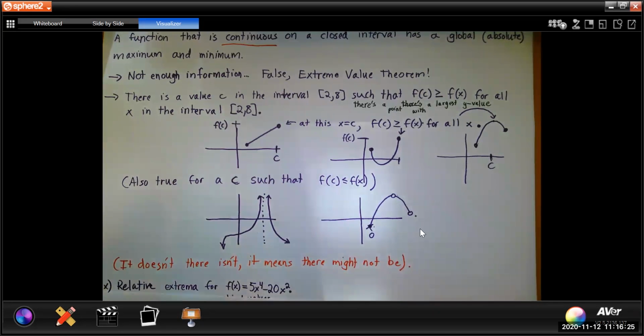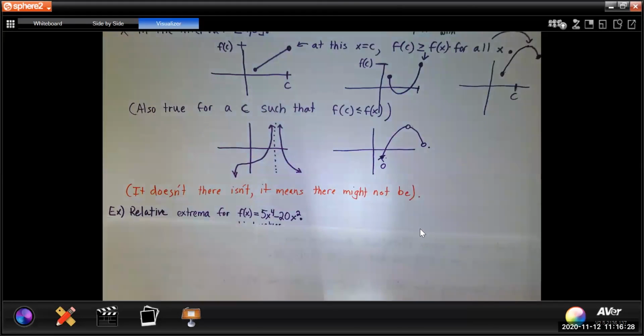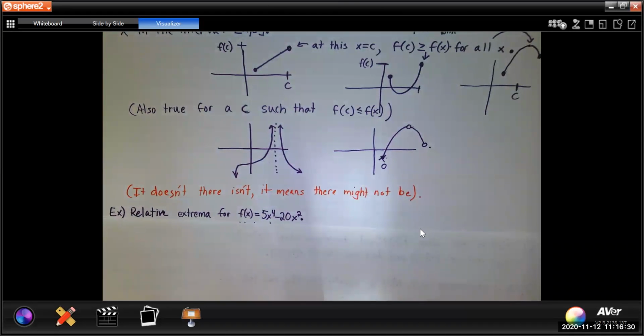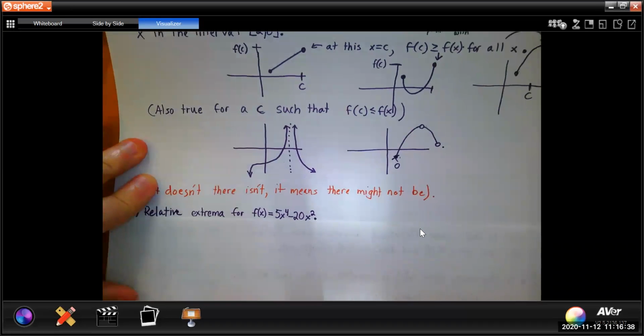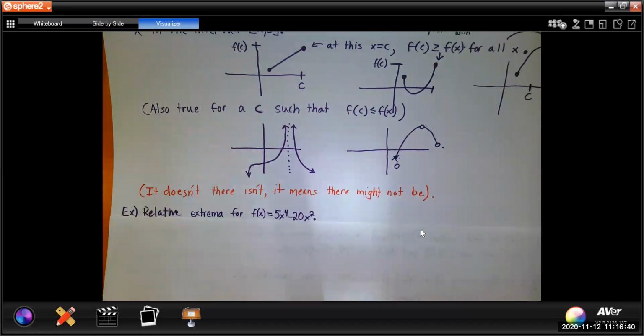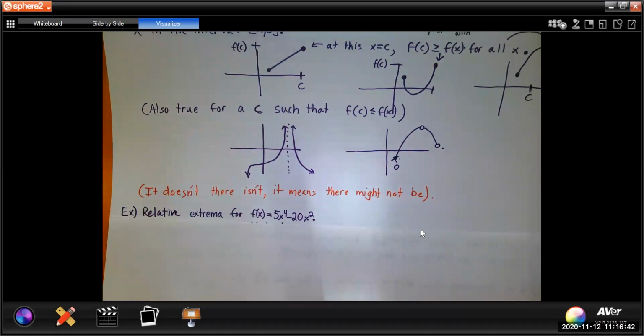So let's take a look at some practice. This is more a review of what we've done earlier in the week than using the extreme value theorem. That'll come later in the second part of class because of technical issues that you were here for. But I'll stop complaining about those and just say we're going to find the relative extrema for f of x equals 5x to the fourth minus 20x squared. All right, so that's what we're going to do.